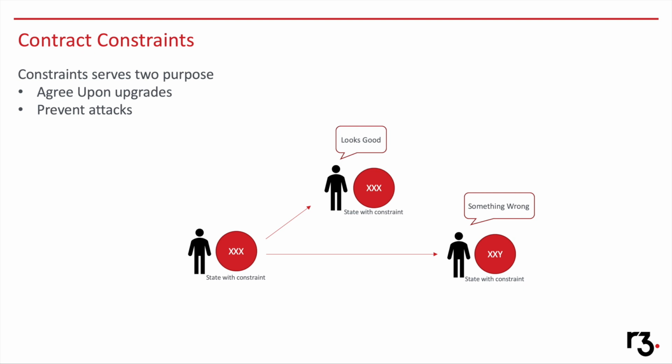Two is it prevents attacks. An attacker with a malicious intent cannot install a contract of his choice and start executing transactions in a Corda network. That's because the contract constraint would not allow such an activity. So if a node receives a state as part of a transaction which doesn't satisfy the contract constraint, the node would reject the state and the transaction would fail.